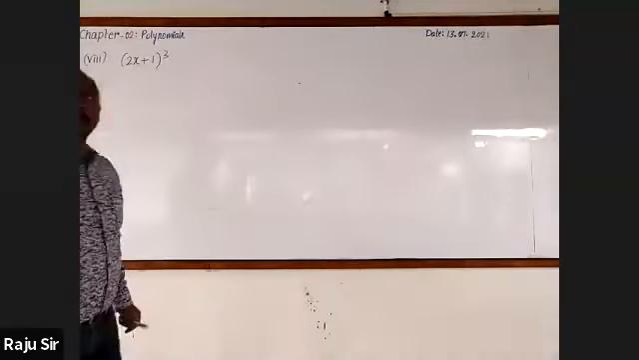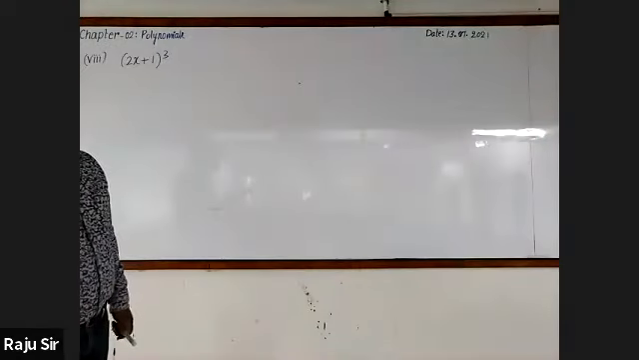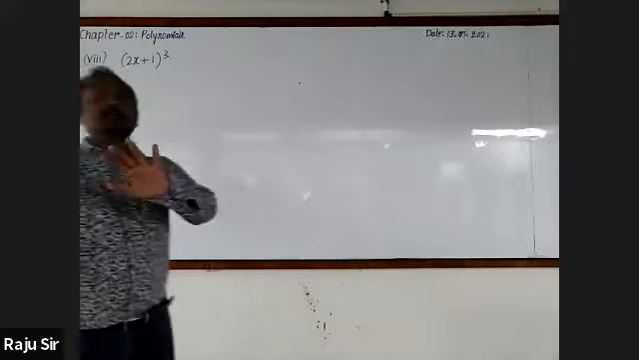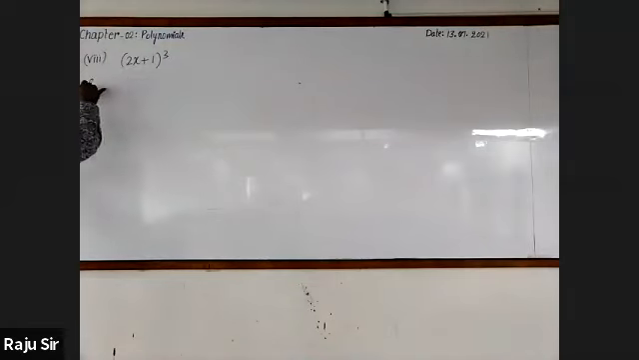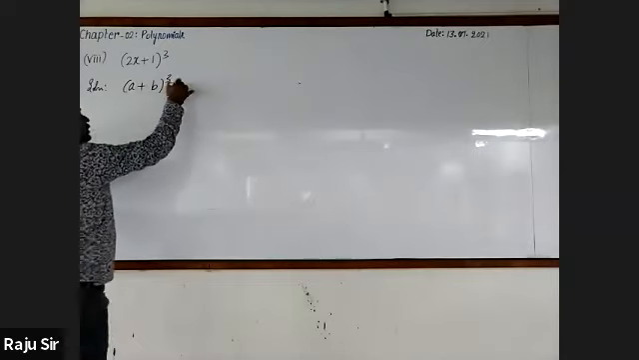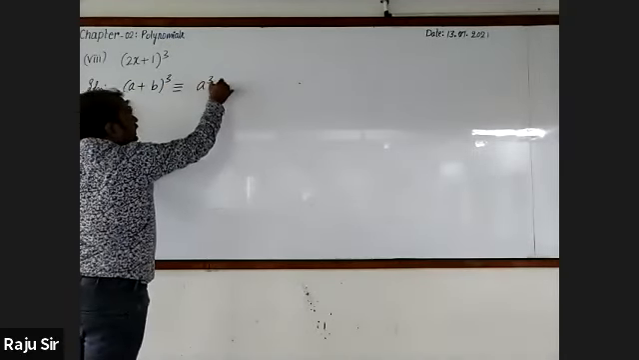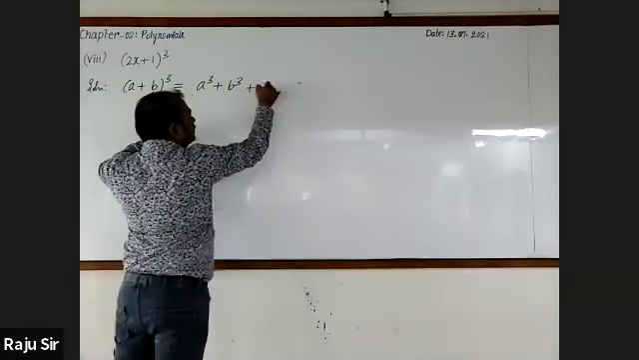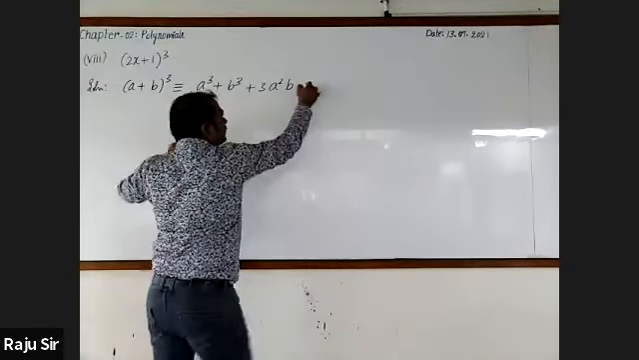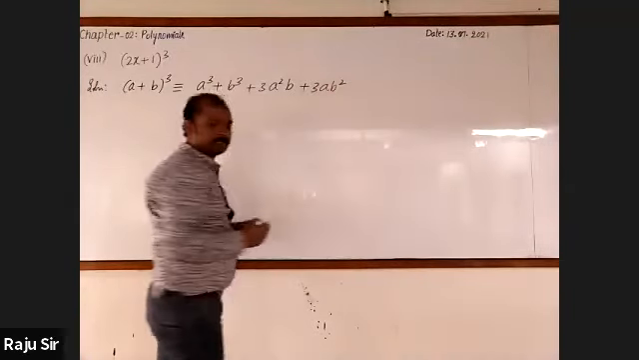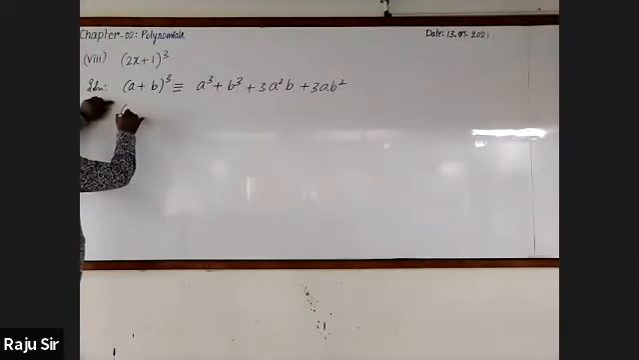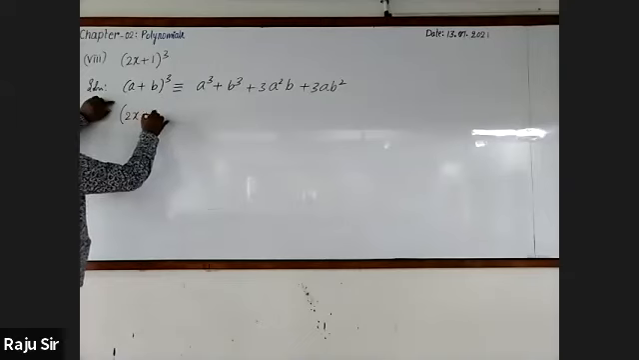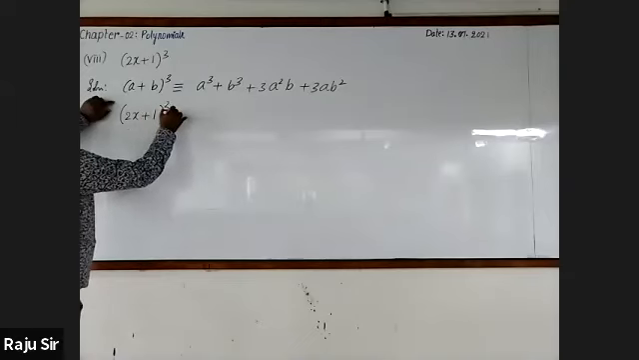For expansion, let us go for using the second one what you told, because all the four terms are separated. That's why. Let me write. A plus B whole cube is exactly equal to A cube plus B cube plus 3A square B plus 3AB square. Then go on substituting. The given statement is 2X plus 1 whole cube.